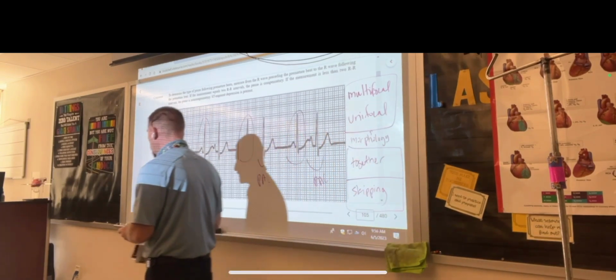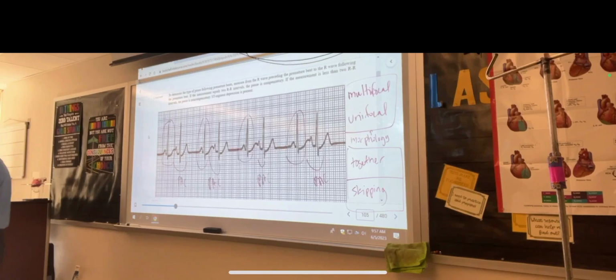And if we're skipping beats and they're not running together, together would be couplets, a couple, right? Triplets, and then after that, it's a run of whatever we're looking at. But when we talk about them occurring, skipping beats, the number of beats they skip will tell us whether we have things like bigeminy or trigeminy.